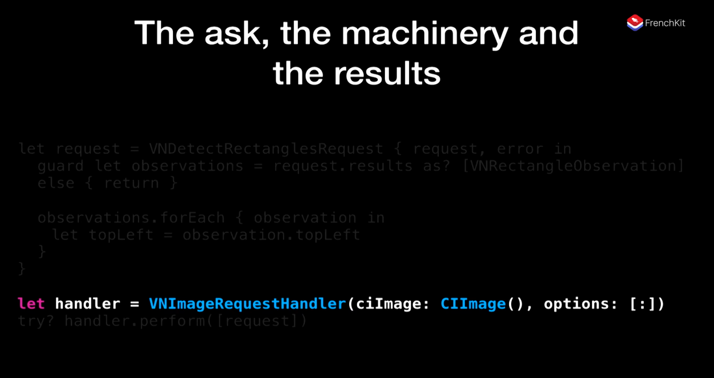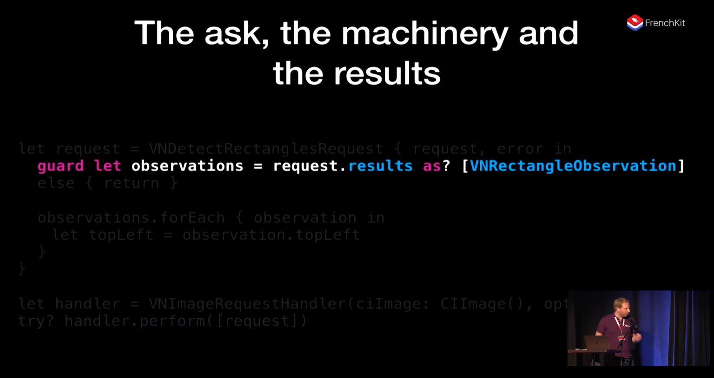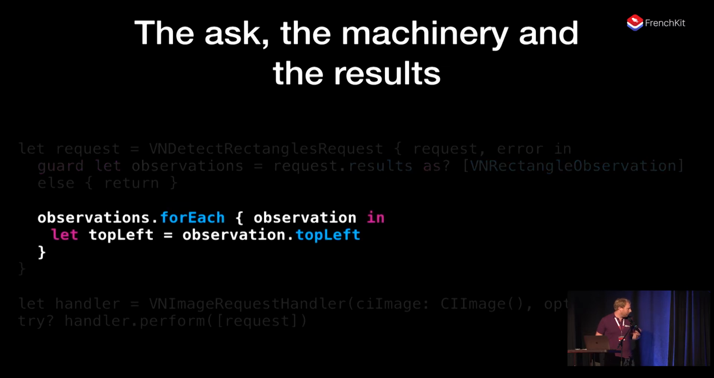That can be a CI image, CG image, CV pixel buffer. That can be data, URL, and so on. Then I perform one or more requests, one in my example, and when the request has performed and is finished, then you enter the completion handler, you get observations, which are part of the request, and on these observations, you get some interesting properties, like in this example, the top left corner coordinates of the rectangle.